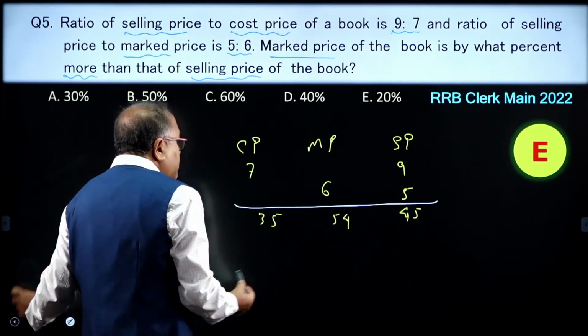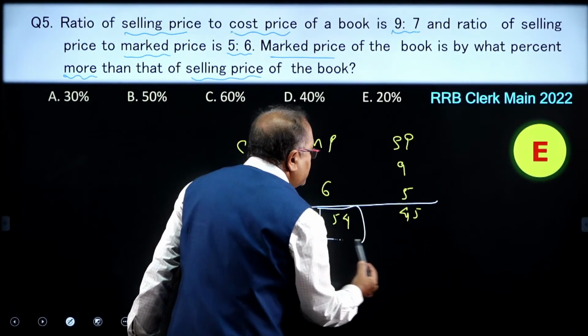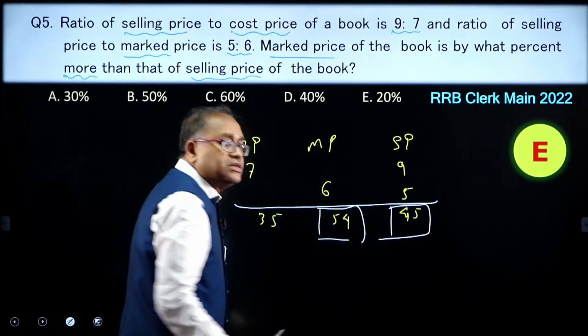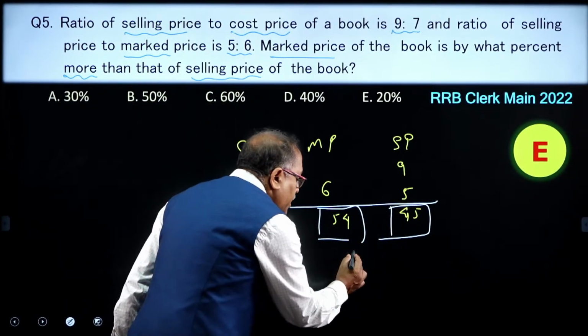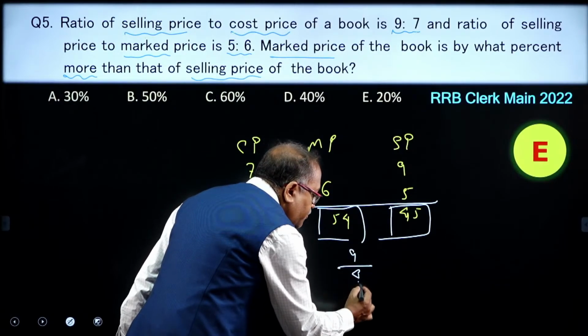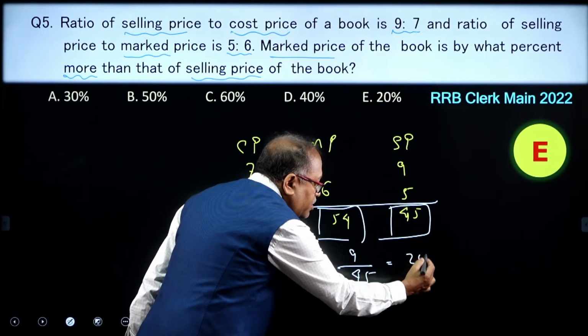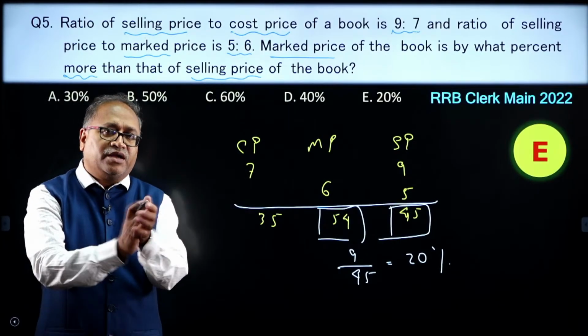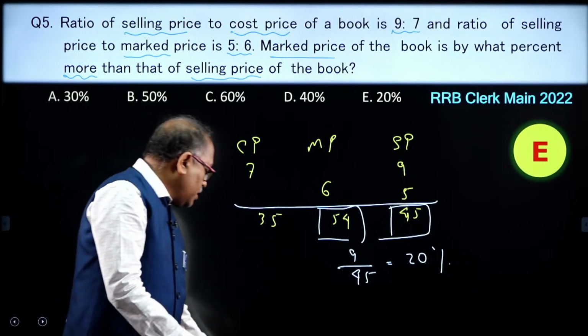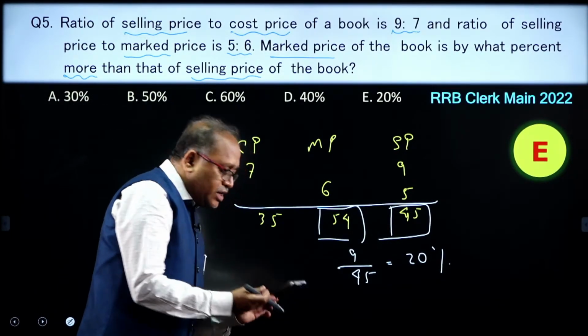And it is said, the mark price is what percentage more than the selling price? So where is the mark price? This is the mark price, and this is the selling price. I notice that mark price is 9 more over 45. So 9 over 45, which is 1 by 5, which is 20%, is my required value. Well done.